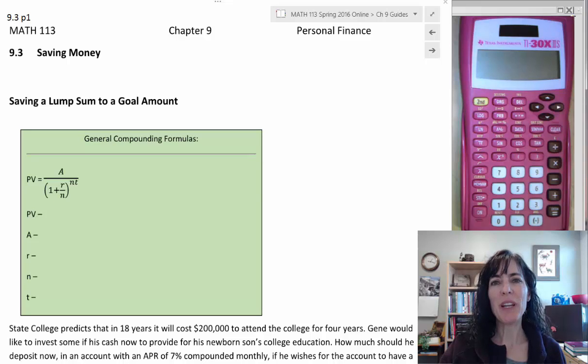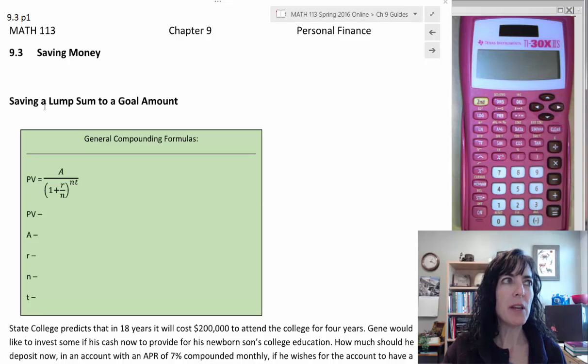Saving money. Money is something we all want, and sometimes we have big goals that we need to save a lot of money toward so that we have enough when the time comes for the event, such as college or retirement or Christmas, whatever it is that you need a bundle of money for. We want to look at some of the formulas that we have for saving money.